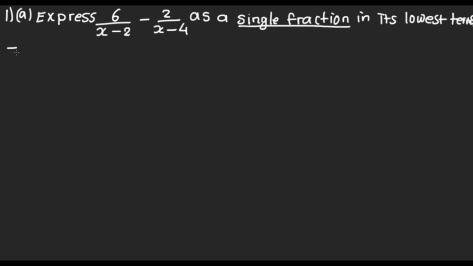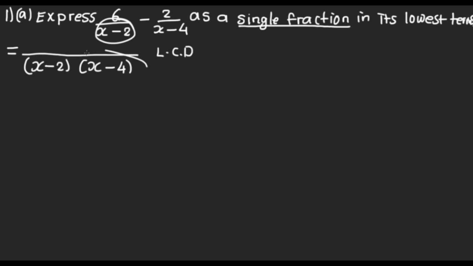So what is our first step? We need to come up with the lowest common denominator. For a problem like this one, the lowest common denominator is just that you need to get the two denominators and put them in brackets. So the first one will be x minus 2. The second one will be x minus 4. Then if we get this divided into this, it means that this and this will cancel.